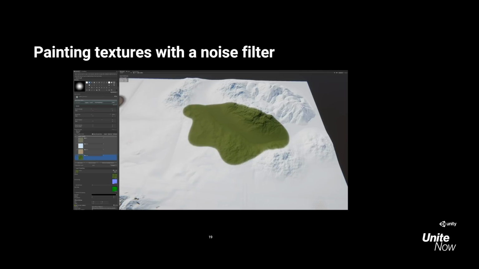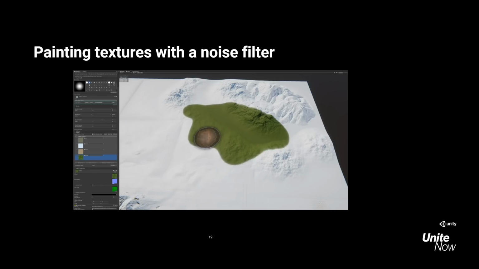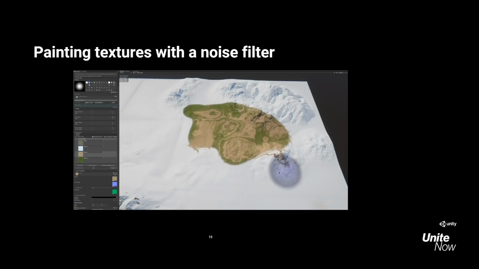Let's see some of this in action. So here you can see we're going to select a noise filter. Then we have already some textures on it. We're going to change how we control this noise. So you can pretty much change the strength. Remember that you can save it and load other noise effects. Here you can paint pretty much the same way as before. But now with filters, as you can see, we're adding some power to it. And it paints according to our noise filter.